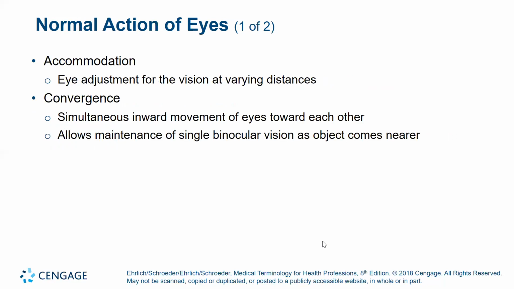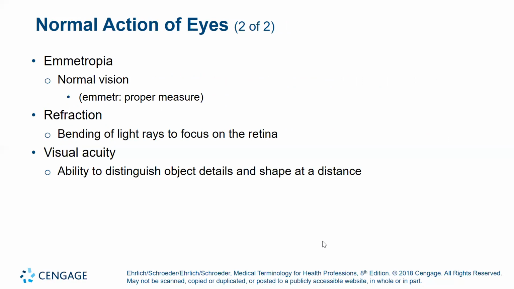Normal actions of the eyes: we have accommodation. This is where your eye adjusts for vision at varying distances. We have convergence. This allows maintenance of single binocular vision as an object comes nearer. Next we have ametropia. This is normal vision. Refraction is the bending of light rays to focus on the retina. And then visual acuity is the ability to distinguish object details and shape at a distance.